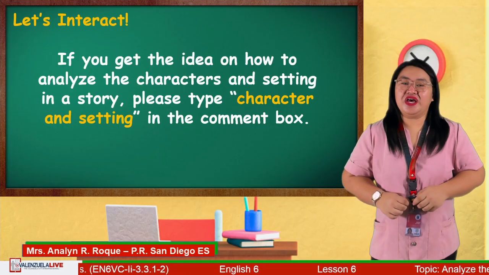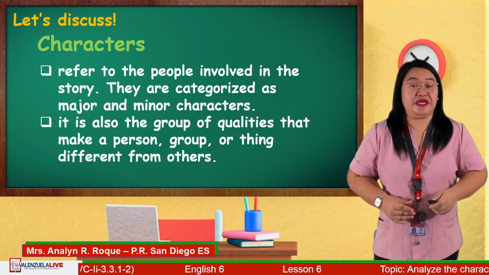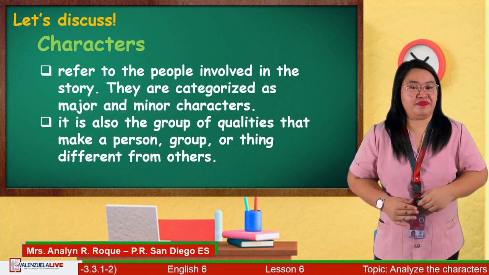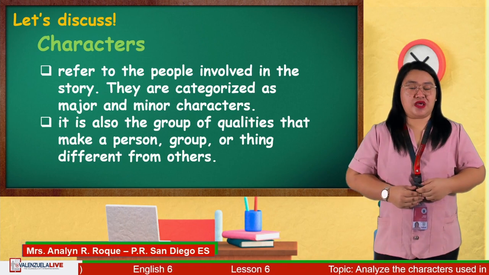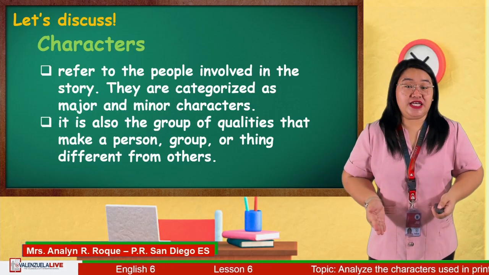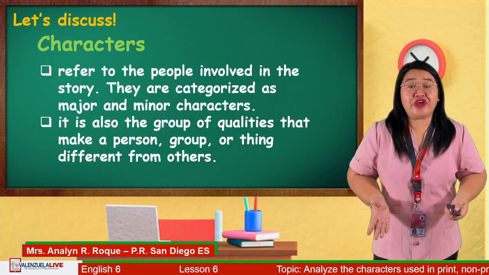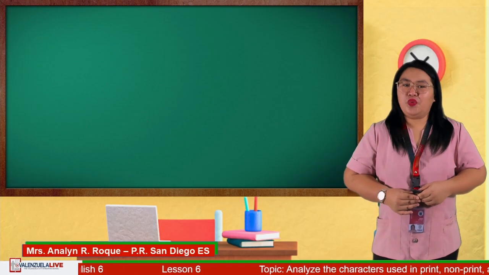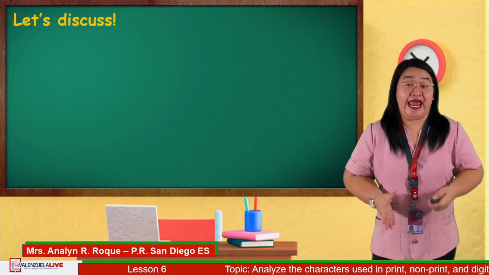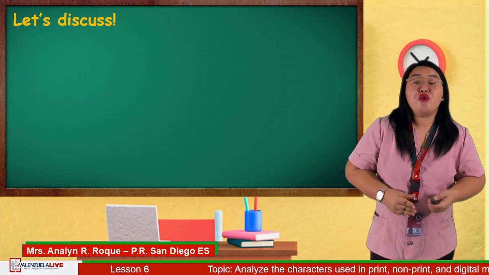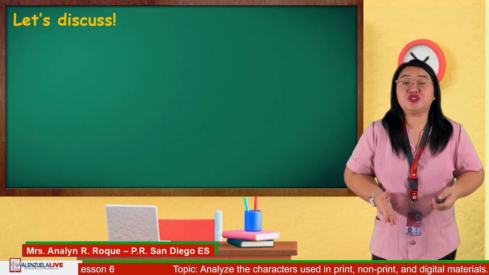Great! When we say characters, characters refer to the people involved in the story. They are categorized as major and minor characters. It is also the group of qualities that make a person, group, or thing different from the others. We can get to know more of them if we analyze them through their age, gender, race, nationality, and behavior, as well as their attitude.